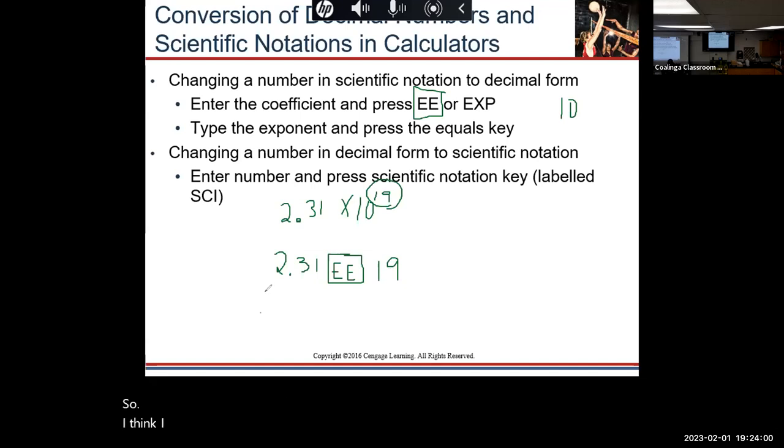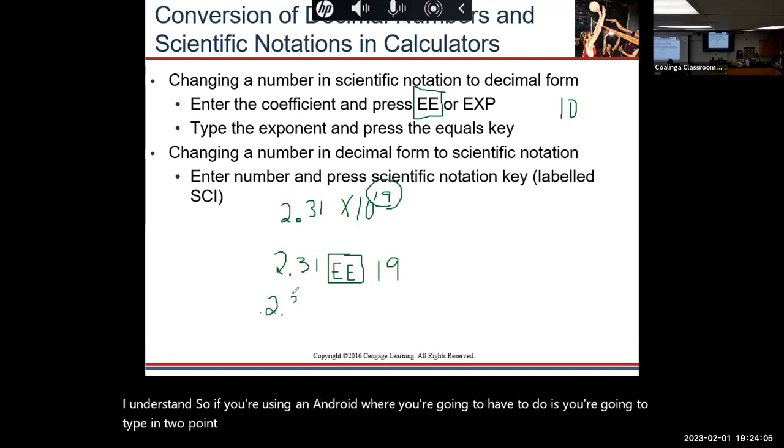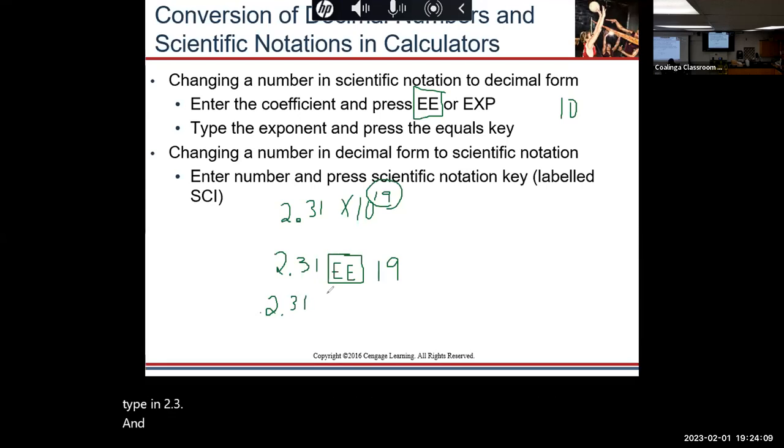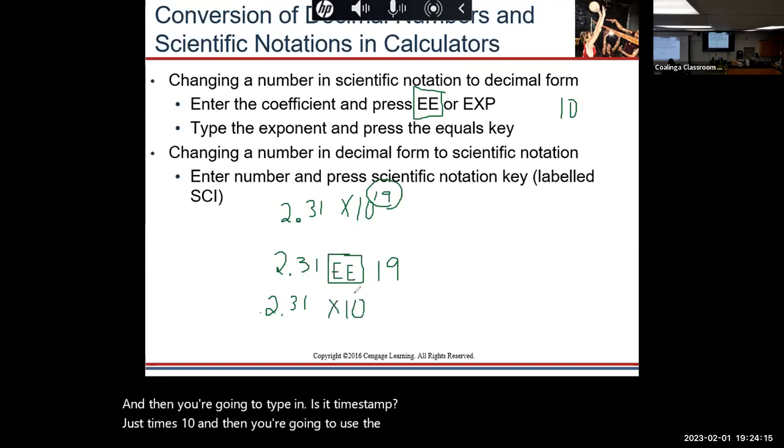So if you're using an Android, what you're going to have to do is type in 2.3.1, and then you're going to type in times 10, and then you're going to use your arrows to put it up. So it will be an up arrow. You're going to use that little arrow to put it up, and then you're going to type in the number.